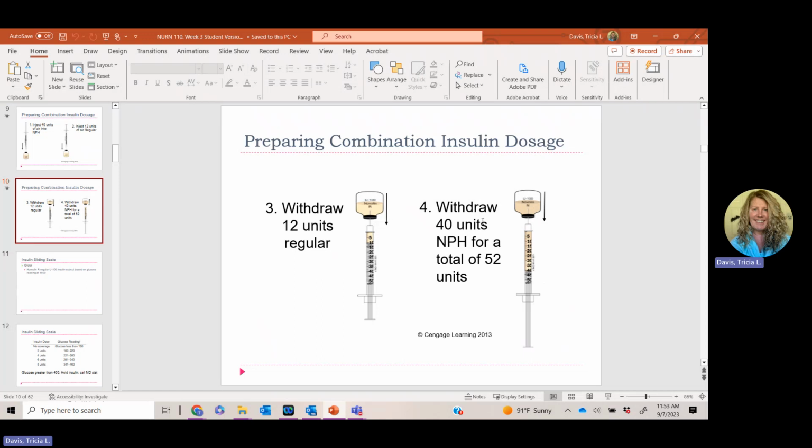The purpose for doing this is we never want our cloudy insulin to get in our regular insulin. So that's why we want to pull up our regular first. We don't want to contaminate what's in this bottle. So we never want our cloudy to go inside of our regular bottle. So we always pull up our regular first, and then we go over and we withdraw our cloudy. So clear and then cloudy.